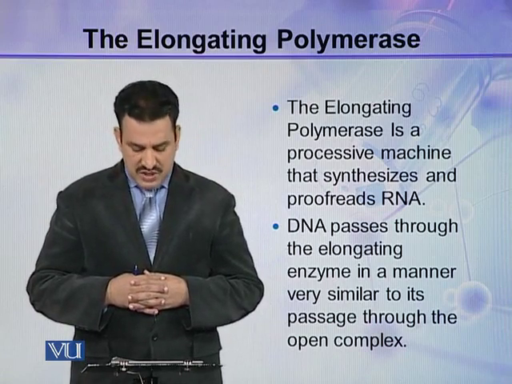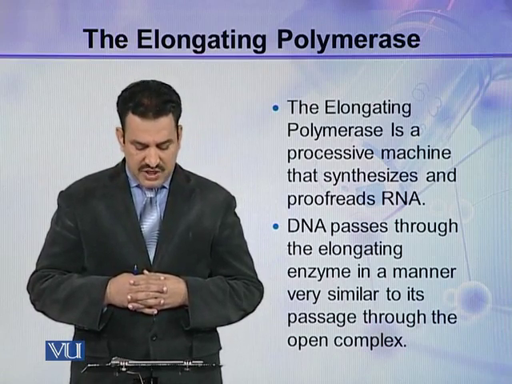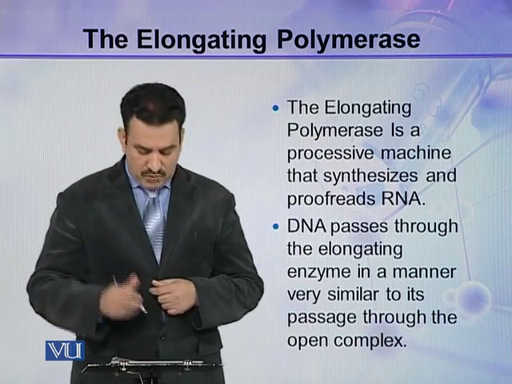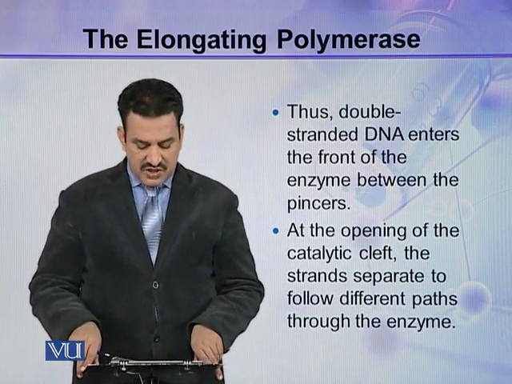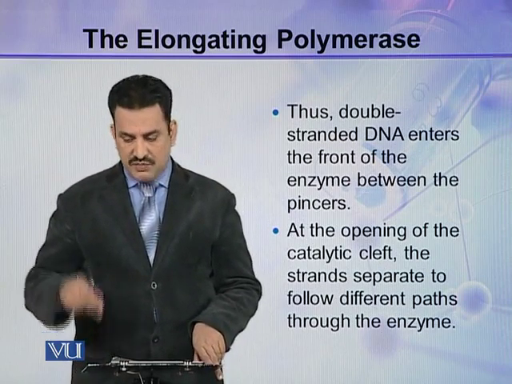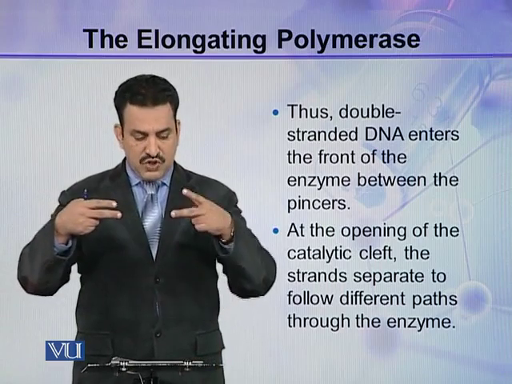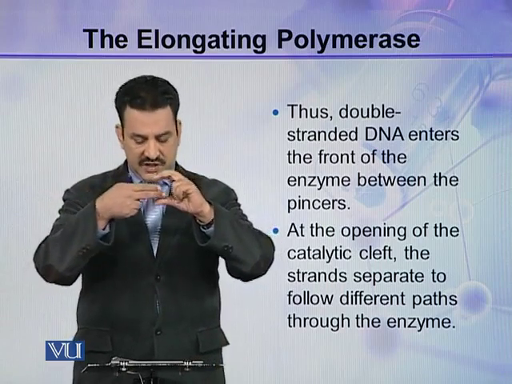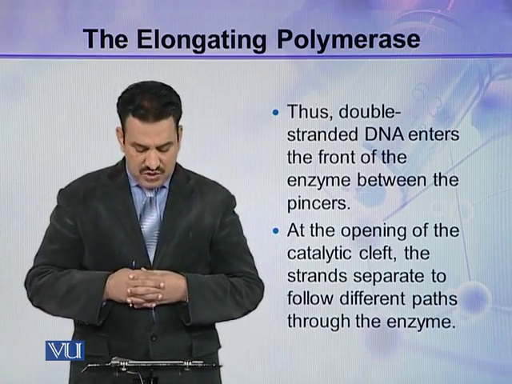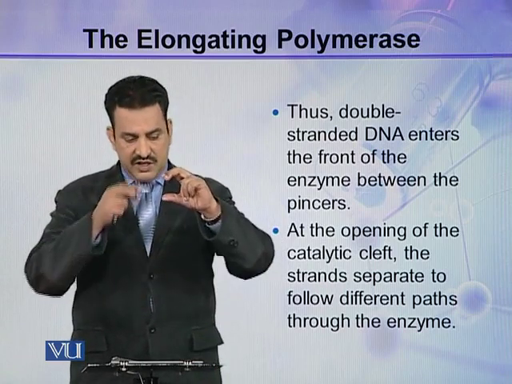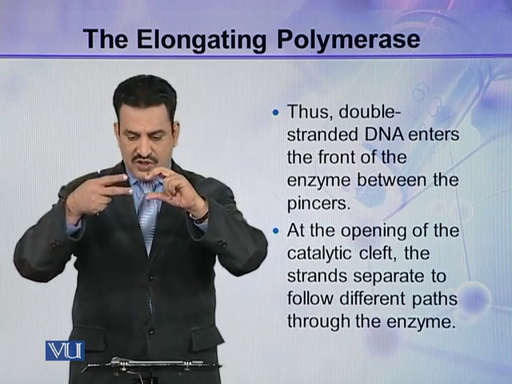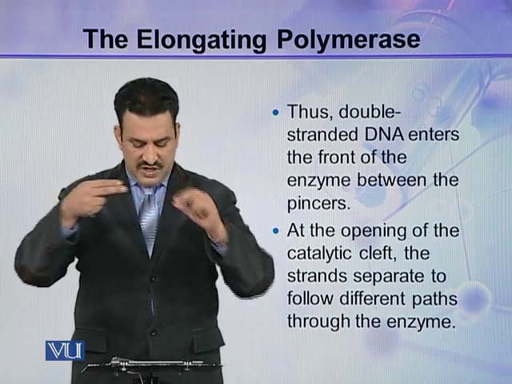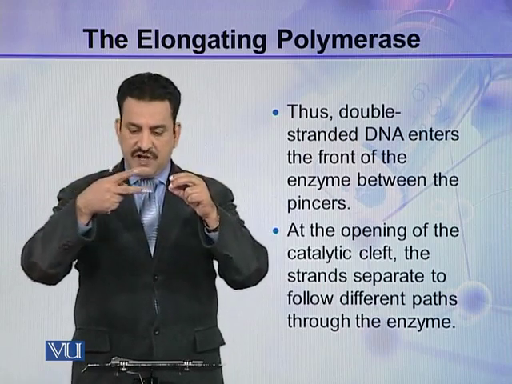DNA passes through the elongating enzyme in a manner very similar to its passage through the open complex. Thus, double-stranded DNA enters the front of the enzyme, between the pincers like this, at the opening of the catalytic cleft. At the opening, the two strands separate and they follow different paths.